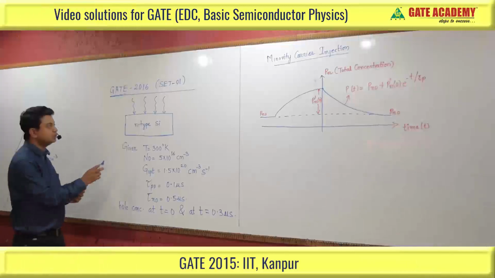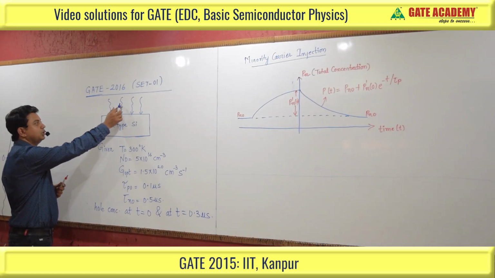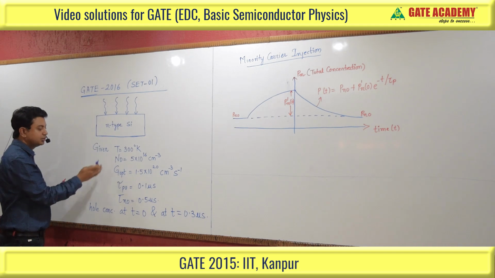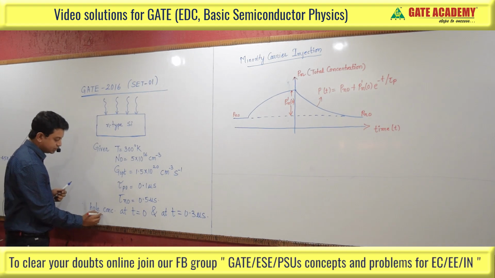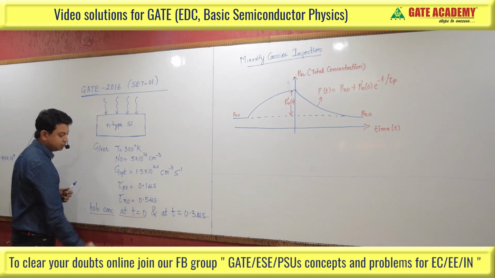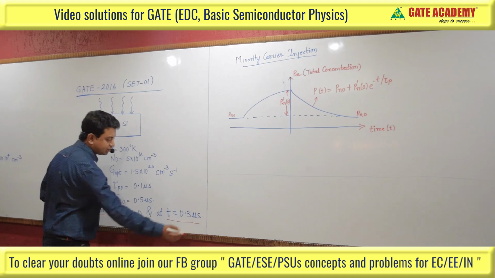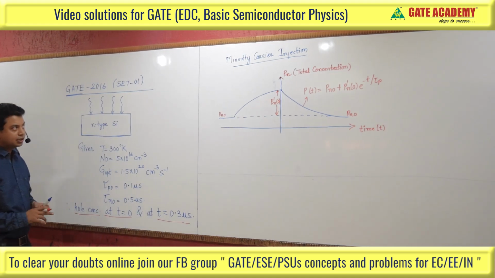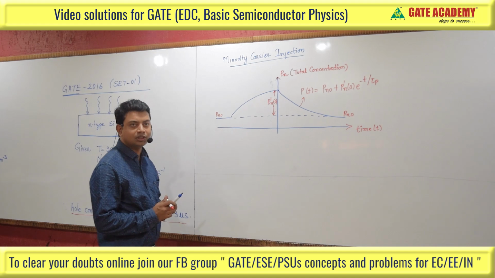Here is the diagram which is given in the question. This is an N-type silicon bar which is illuminated with light, and these are the given conditions. We have to find out the hole concentration at T equal to 0 second and at T equal to 0.3 microsecond. Actually, this is a question from minority carrier injection.